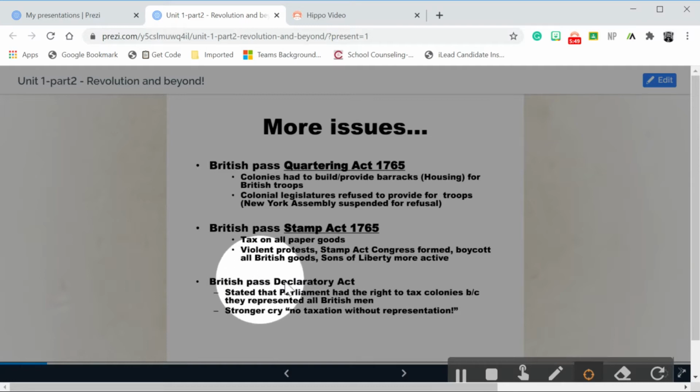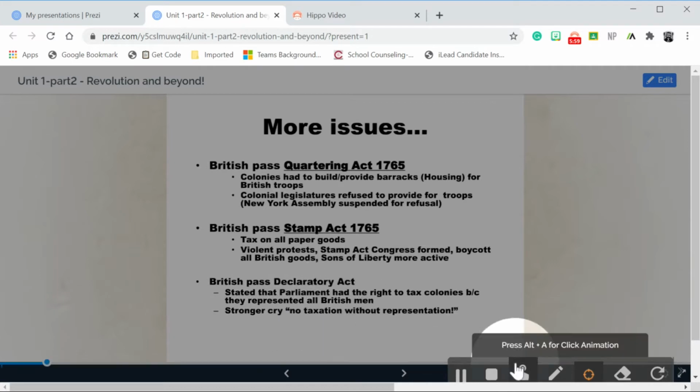Then you had the British pass the Declaratory Act, which stated that Parliament had the right to tax colonists because they represent the British men. Strong cry for no taxation without representation.